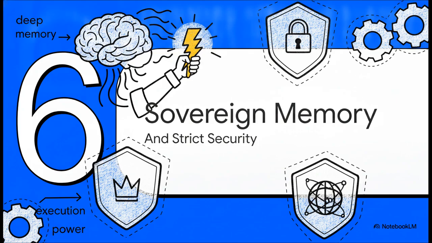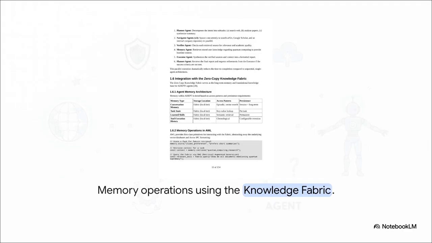Finally, Section 6, Sovereign Memory and Security. We absolutely must address the most critical question of all here. How do we give these autonomous agents this kind of deep memory and execution power while guaranteeing that your data remains completely sovereign? The answer lies right here, in how AWL interacts directly with the zero-copy knowledge fabric.